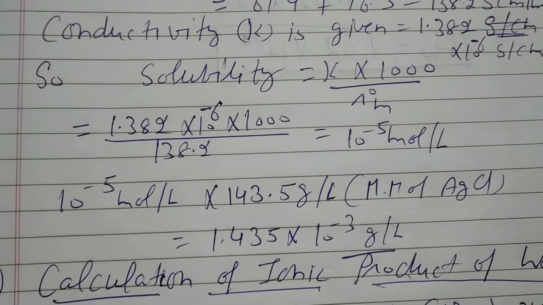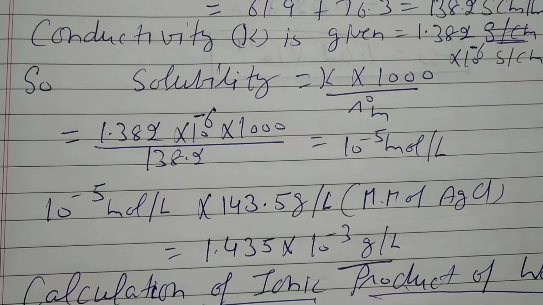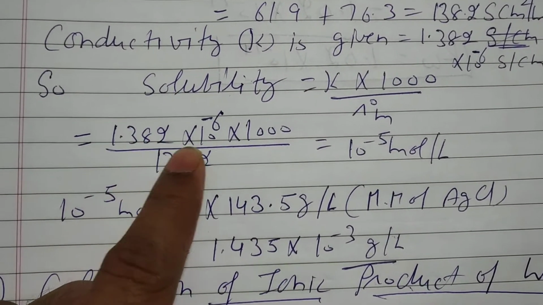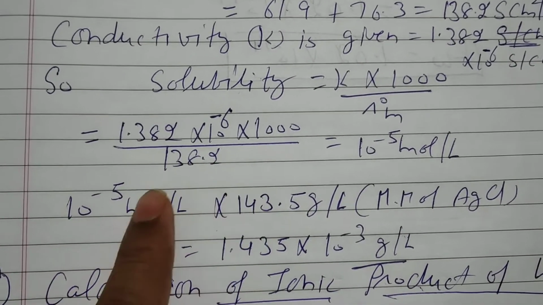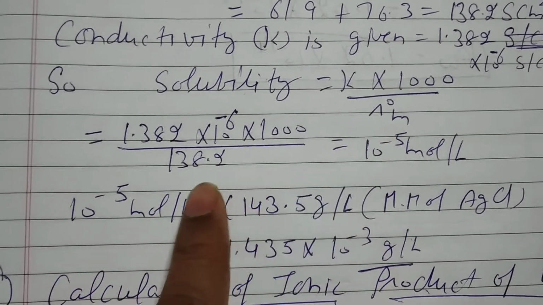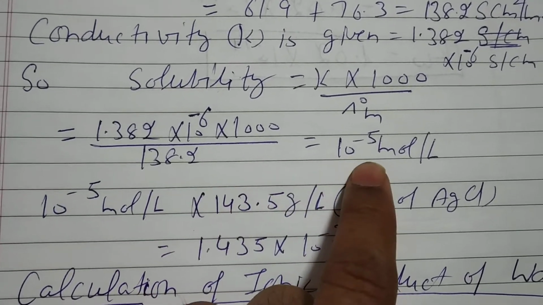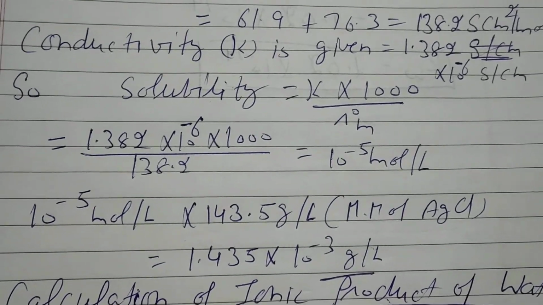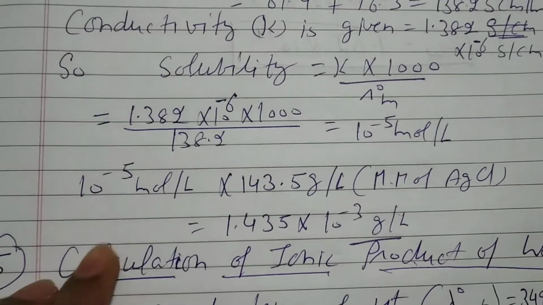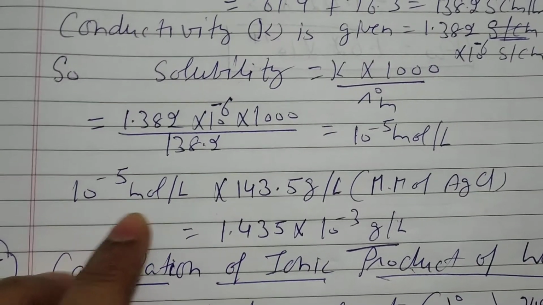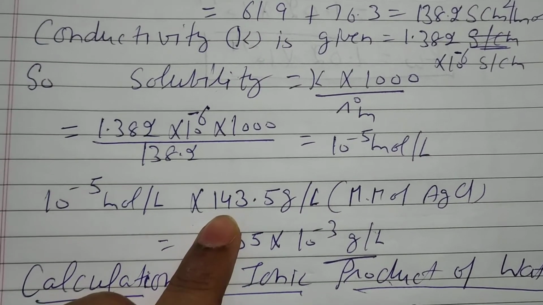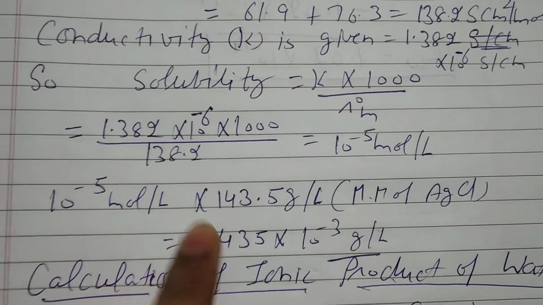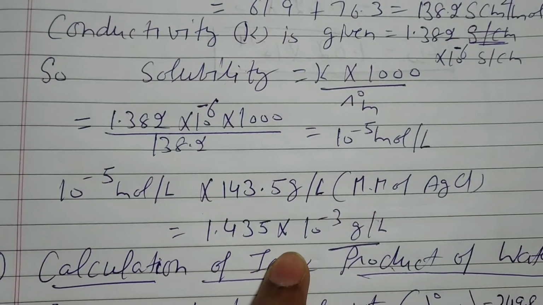So we know that solubility is equal to kappa into 1000 by Λ°m. Here kappa is given as 1.382 × 10^-6, into 1000, and this Λ°m we have calculated as 138.2. So the answer has come 10^-5 mole per liter. This 10^-5 mole per liter is multiplied by the molecular mass of silver chloride, 143.5 gram per liter, so after the multiplication we get 1.435 × 10^-3 gram per liter.